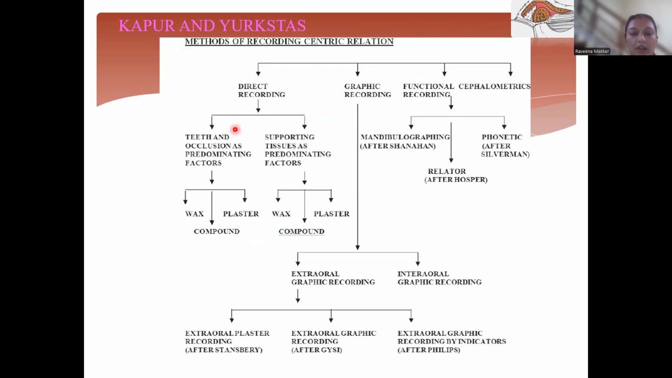According to Kapoor and Eustace, the various methods can be direct recording, graphic recording, functional recording, and cephalometrics. Then the direct recording is further classified as teeth and occlusion as predominant factors, wherein you can use wax, compound, or plaster, and supporting tissue as predominating factors, which includes again wax, compound, and plaster.